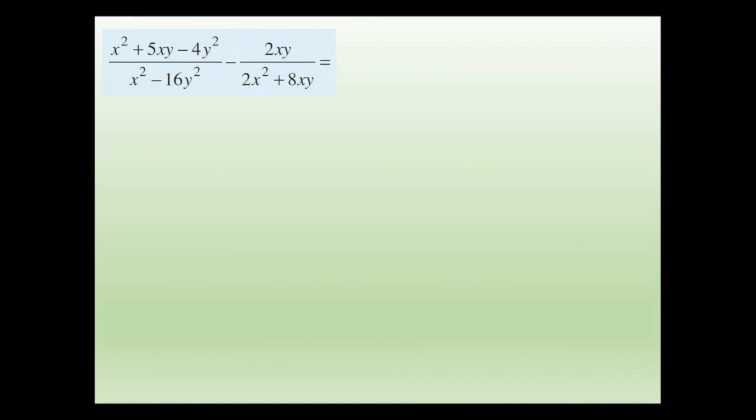Alright, let's have a look at these algebraic fractions. Now, this one looks a little bit complicated. Let's have a look at the first term. Can we actually simplify the numerator? I don't think so. What about the denominator? The denominator is x squared minus 16y squared. You can write this as x squared minus (4y) squared, which means you have a difference of two squares. Then you can factorize it as (x minus 4y)(x plus 4y).